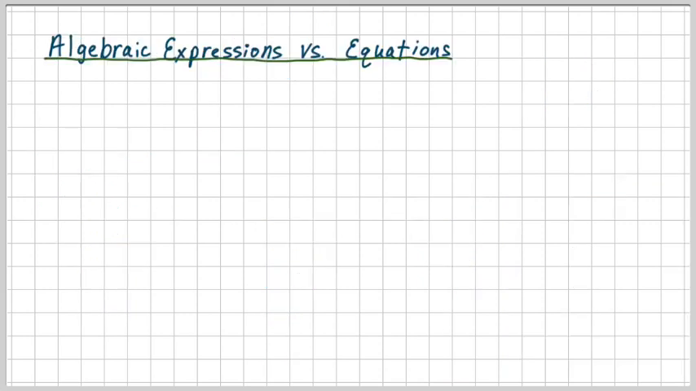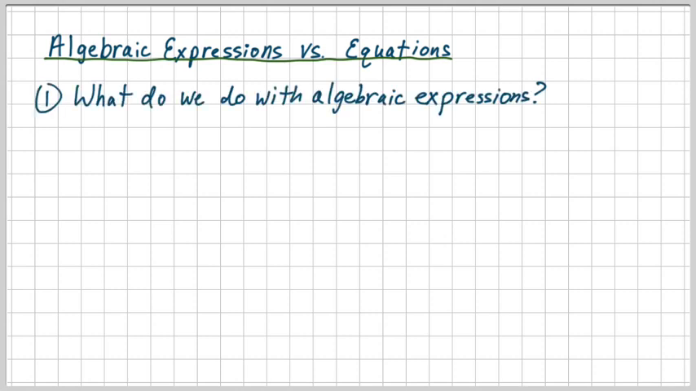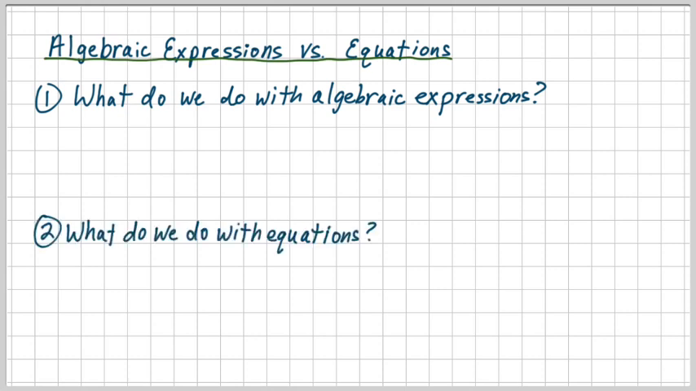So I want to talk about algebraic expressions versus equations. Really, really important that you understand the difference. So if I said, what do we do with algebraic expressions? Think about what we do whenever we're given an algebraic expression. What are we going to be asked to do? And the other question I have for you is, what do we do with equations? And hopefully you remember that one. Usually on number one, people may or may not remember, but with equations, usually people do. All right, so what do we do with algebraic expressions? We either simplify them or we evaluate them.